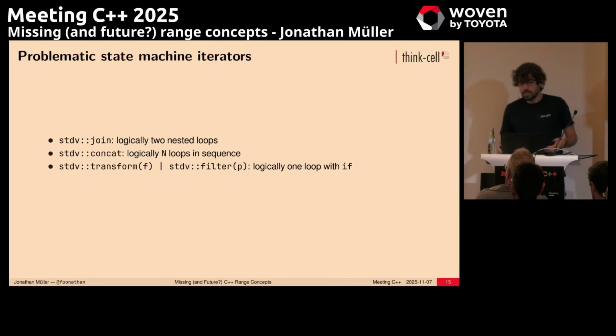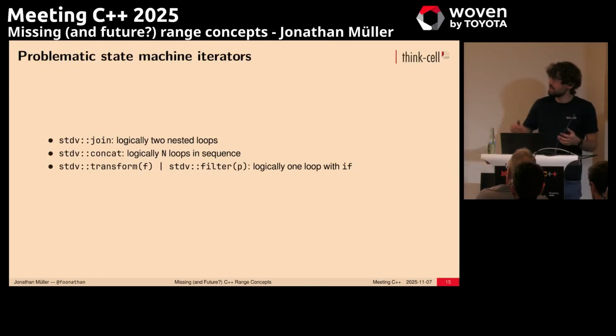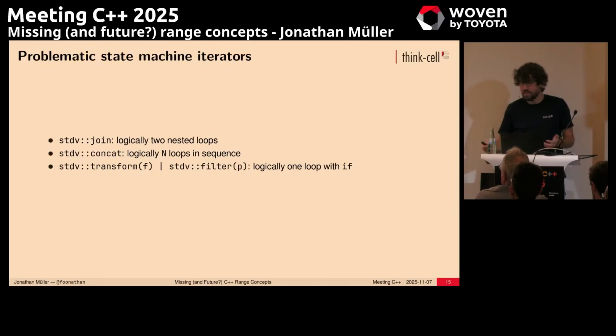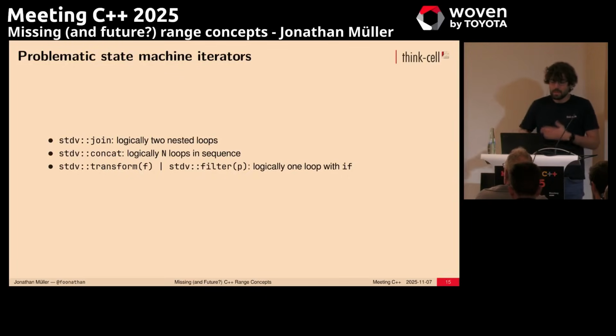Transform or filter is logically 1 loop with an if, but the filter increment has to call the transform to find the next one that matches. And then when we dereference, we call the transform again to get the current value because we don't store it anywhere. So there's some overhead there.